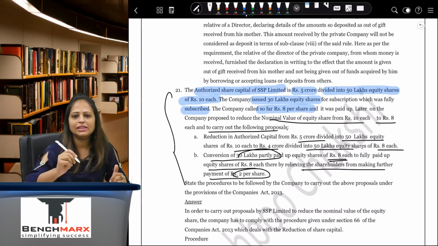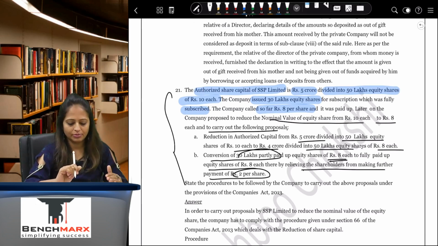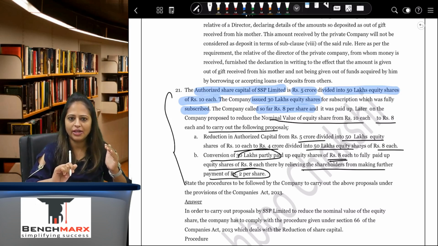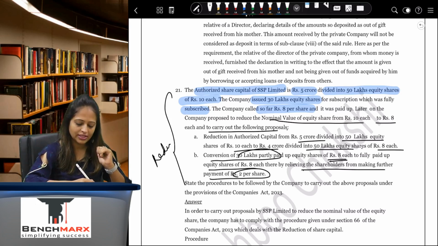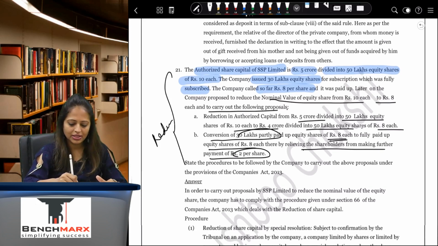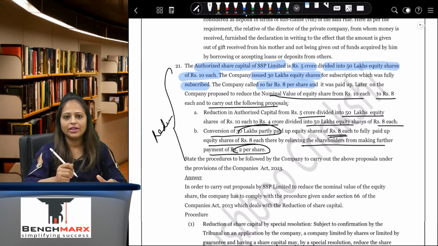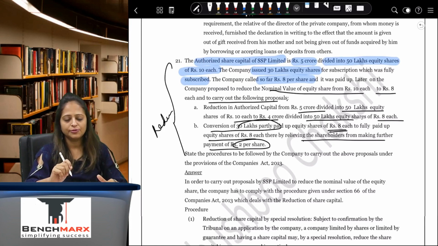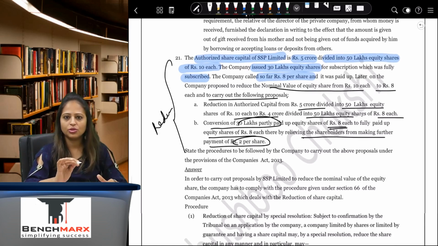So now they've given all these details, but it is a theory question. If you realize that it was 10 rupees and now they are asking only for 8 rupees, so they are converting that partly paid share into a fully paid share. So it is called reduction. So there is a reduction in the share capital because they are also reducing the authorized capital from 5 crores to 4 crores, correct?